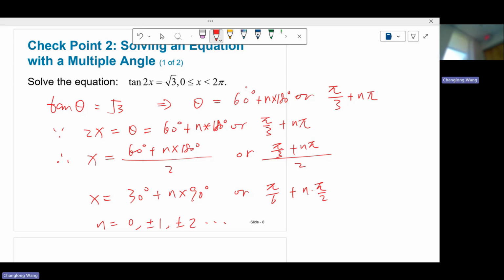I believe it's doable, right? Not necessarily that you can get it right on your own, but that's why you should try to practice this kind of process a few more times. You'll get it. So now the question is, I need to make sure that whatever x I'm getting needs to be in that range, right?